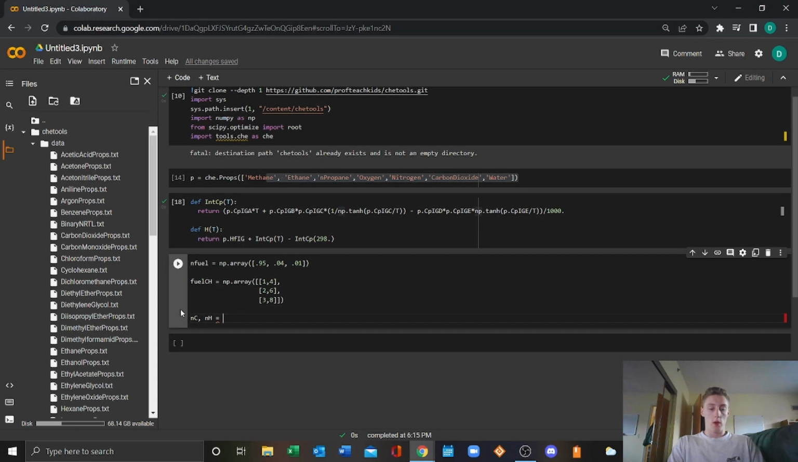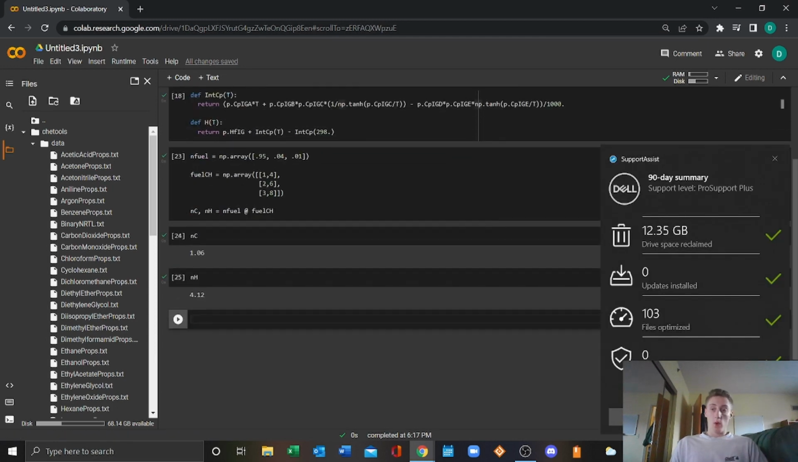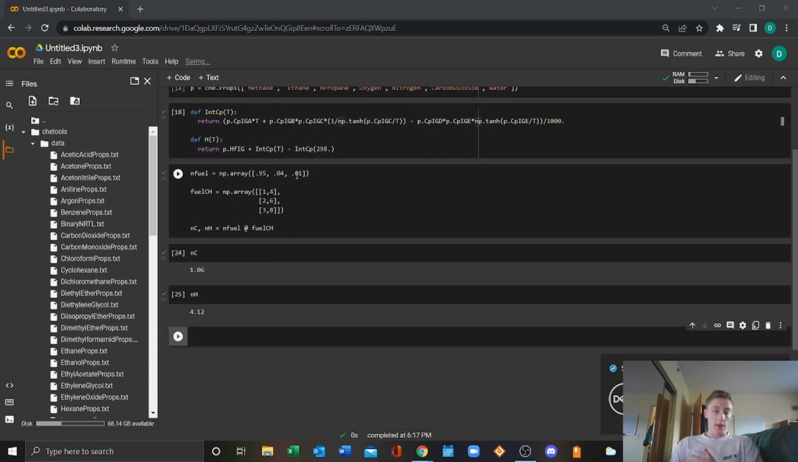So then we'll do N fuel times fuel CH. Enter. So then let's see what NC is. 1.06 NH. Cool. It makes sense because since it's not just methane, we have 4% ethane and 1% propane.